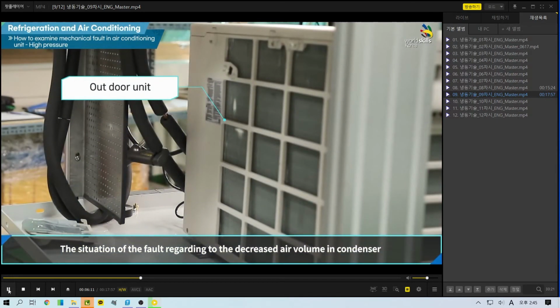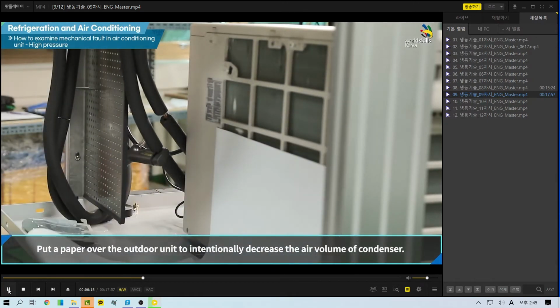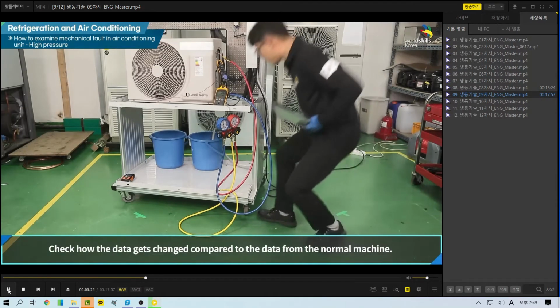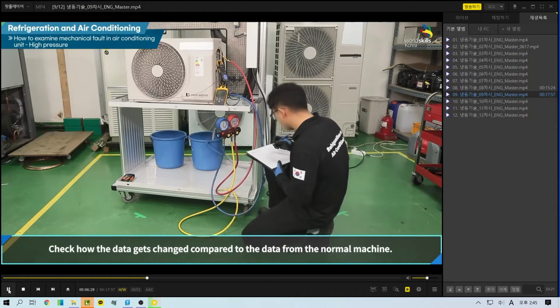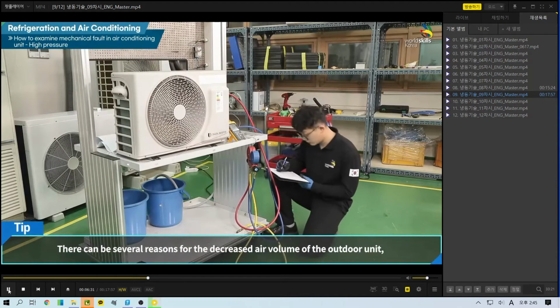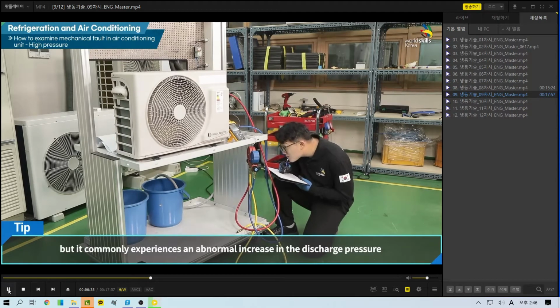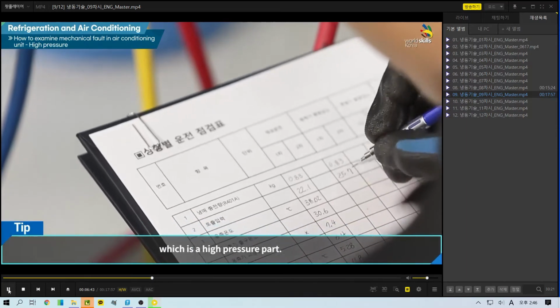The situation of the fault regarding the decreased air volume in the condenser. Put a paper over the outdoor unit to intentionally decrease the air volume of the condenser. Check how the data changes compared to the data from the normal machine. There can be several reasons for the decreased air volume of the outdoor unit, but it commonly experiences an abnormal increase in the discharge pressure, which is a high pressure part.